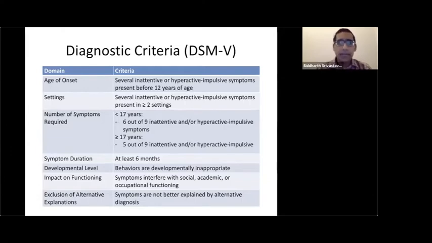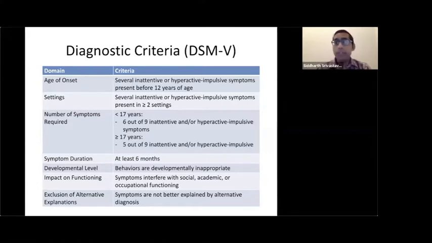The DSM-5, which is a way of establishing guidelines for different neurodevelopmental diagnoses, has established guidelines for the diagnosis of ADHD. In terms of age of onset, there must be several inattentive or hyperactive impulsive symptoms present prior to 12 years of age. These symptoms have to be present in 2 or more settings, such as home or school. And individuals younger than 17 must have 6 out of 9 inattentive or hyperactive symptoms. For individuals 17 years and older, you only need 5 or more symptoms.